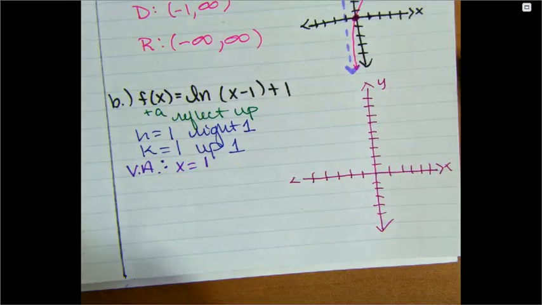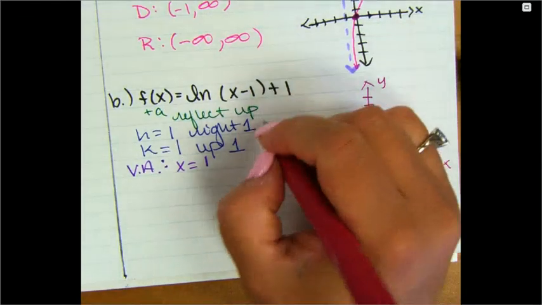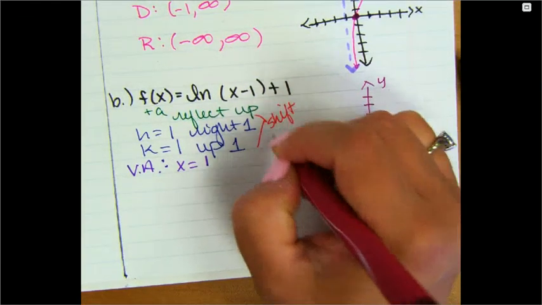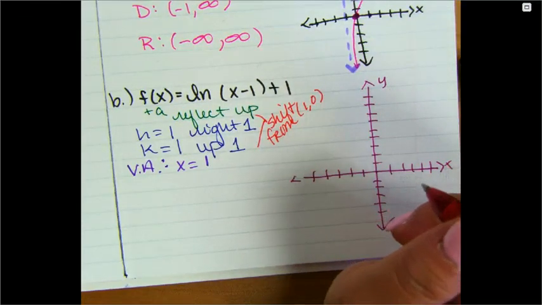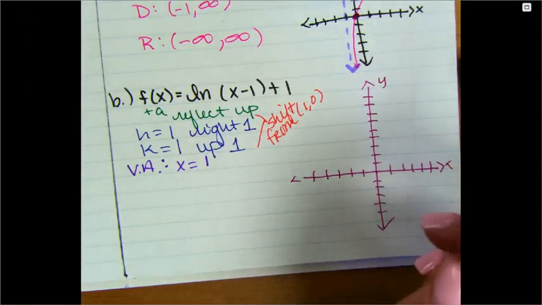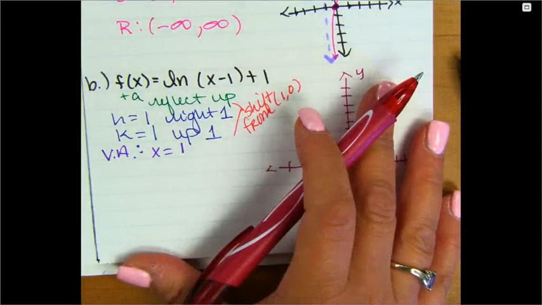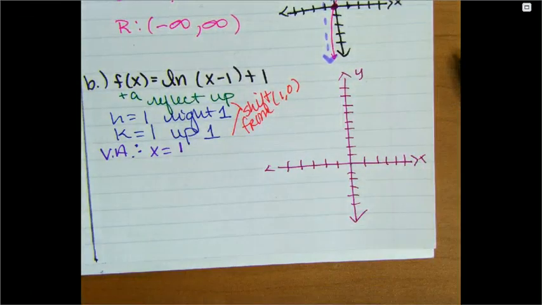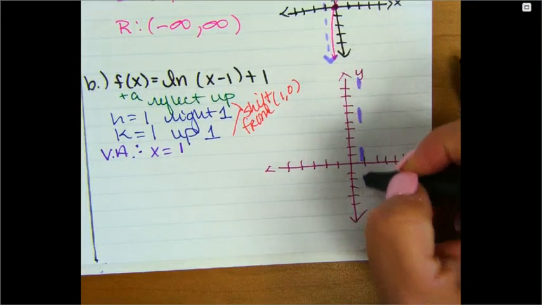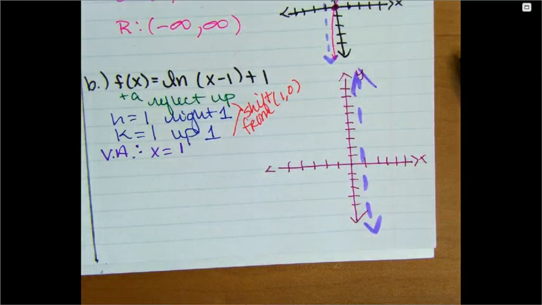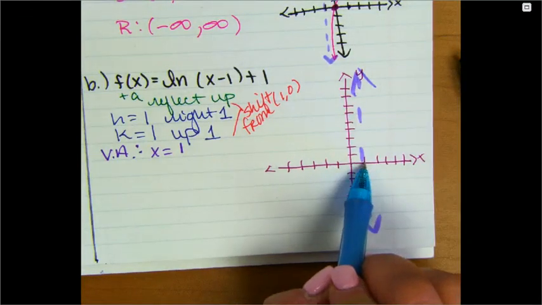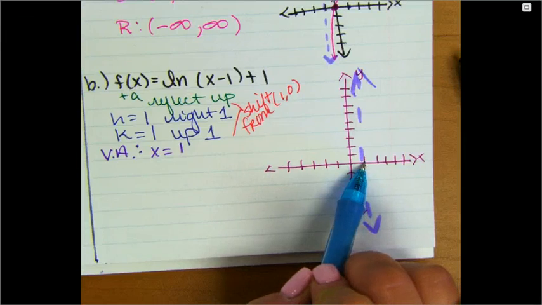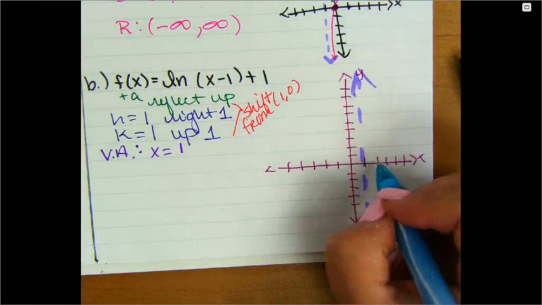X equals 1. What else do we need to know? Where are we shifting from? Why? Because A is what? Positive 1. Good. Any other thing? Can we graph it? Yeah. Where does my pencil start? 1, 0. Sorry, 1, 0. And then I go where? Right 1, up 1. Right here.